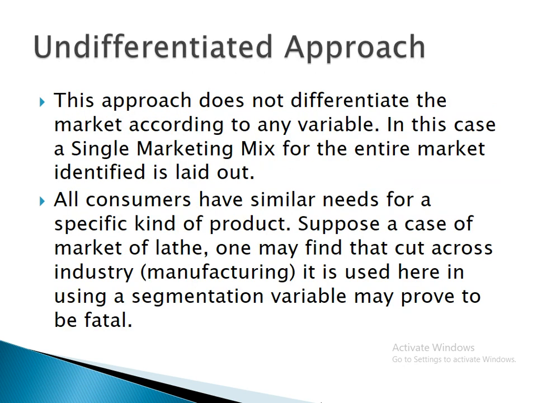Next is the undifferentiated approach, that is the total market approach. This approach does not differentiate the market according to any variable. In this case, a single marketing mix for the entire market is laid down. All consumers have similar needs for a specific kind of product. Suppose a case of the market for lathes. A lathe is a machine that cuts across industries like manufacturing, so using segmentation variables may prove to be fatal.